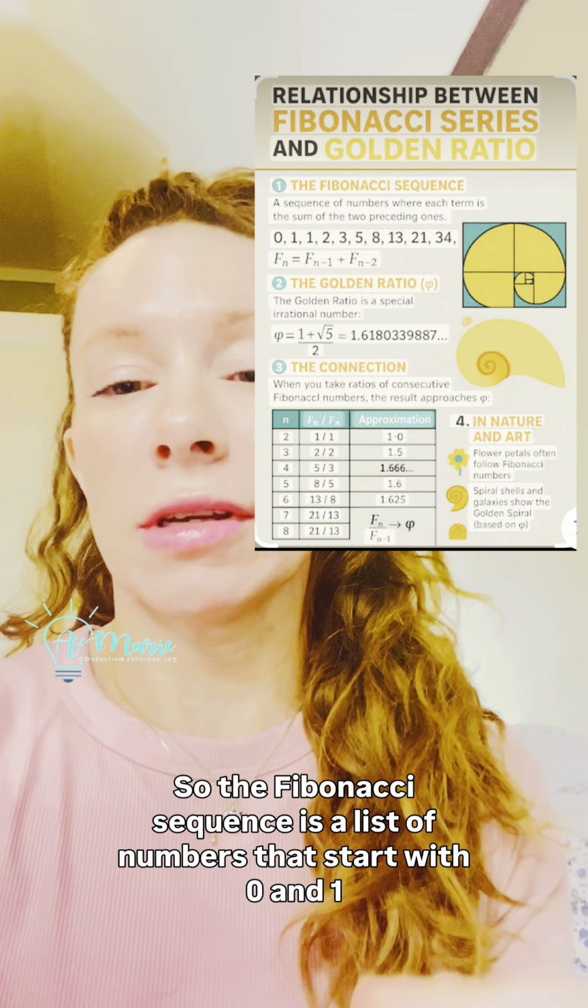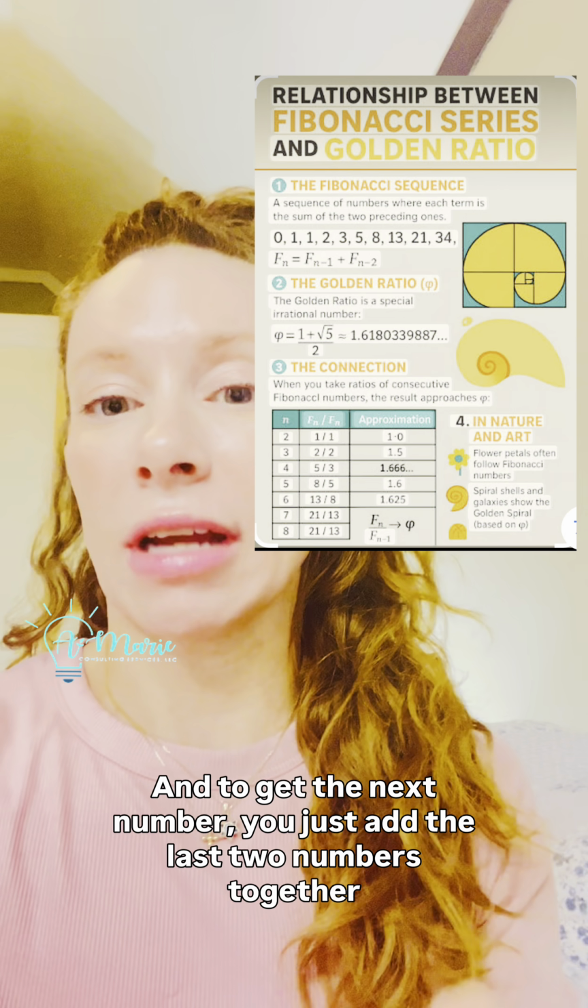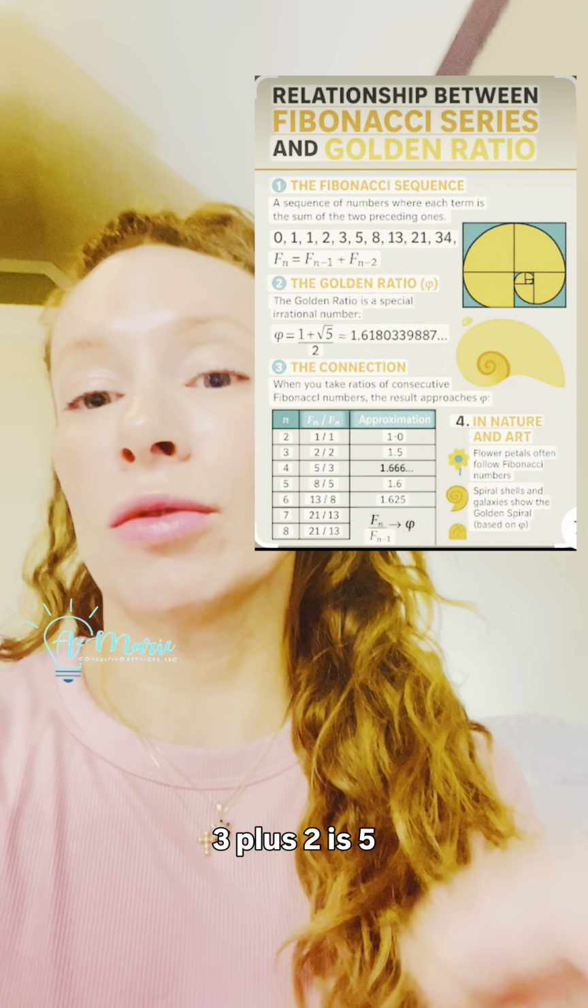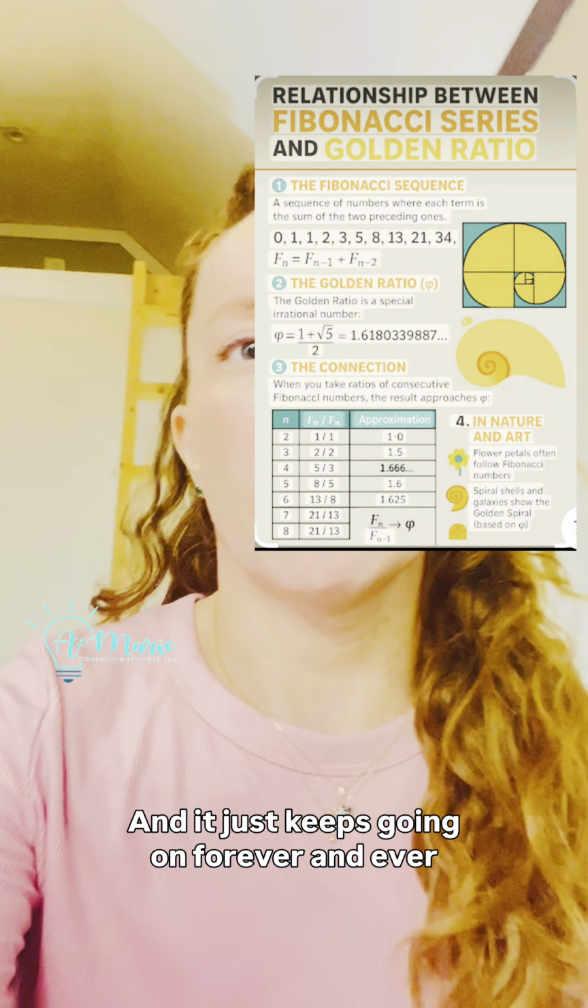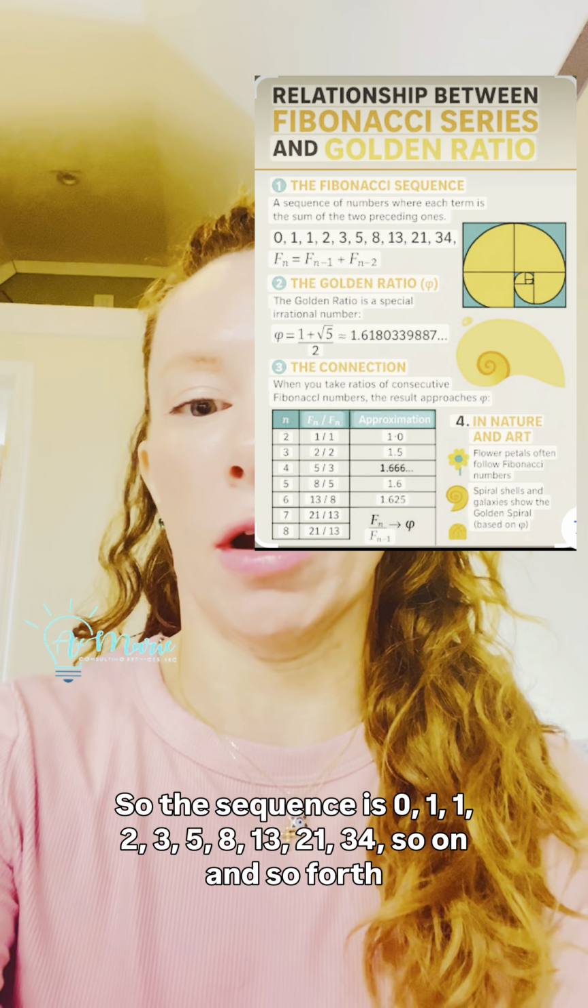So the Fibonacci sequence is a list of numbers that start with 0 and 1, and to get the next number, you just add the last two numbers together. So 0 plus 1 is 1, 1 plus 1 is 2, 2 plus 1 is 3, 3 plus 2 is 5, 5 plus 3 is 8, and it just keeps going on forever and ever. So the sequence is 0, 1, 1, 2, 3, 5, 8, 13, 21, 34, so on and so forth.